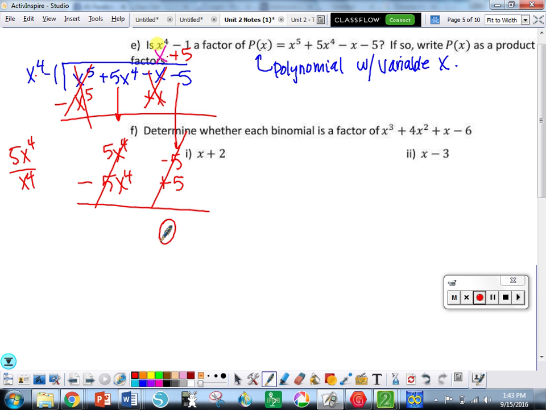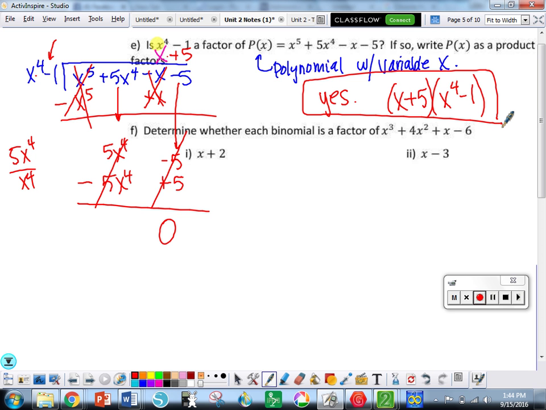Now the reason that the exponents kind of bounced around a little bit more is because we're missing terms between the fourth degree and the constant, right? That's why it kind of bounced around weird. But let's go back and answer the question. Is it a factor? If so, write it as a product of two factors. So what did we get as our final answer? And what did we divide into that? So these are your answers. Yes, it's a factor, and because it's a factor, I can rewrite that.